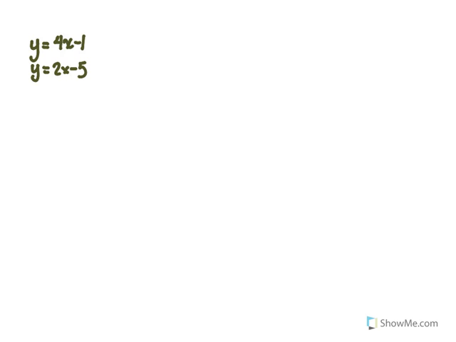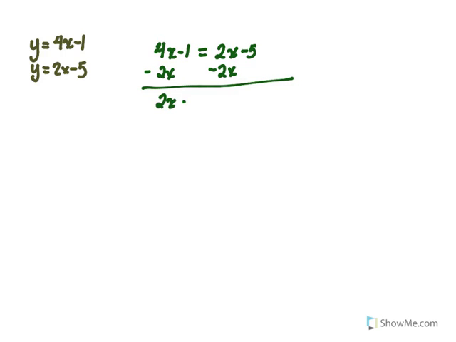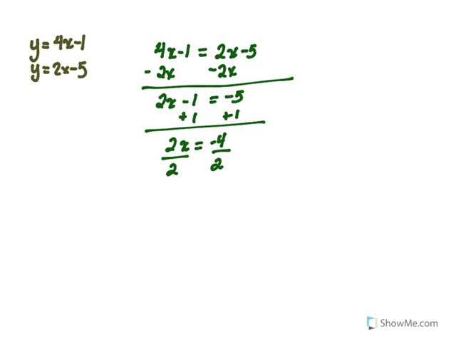Well, both of these equations are solved for y. So in essence, I can actually set these two equations equal to one another and just solve for x that way, because they're both equal to y. So I'm going to subtract 2x from each side of the equation, and I get 2x minus 1 is equal to negative 5. I'm going to go ahead and add 1. And I get 2x is equal to negative 4. Then to solve for x, I divide by 2. So x is equal to negative 2.